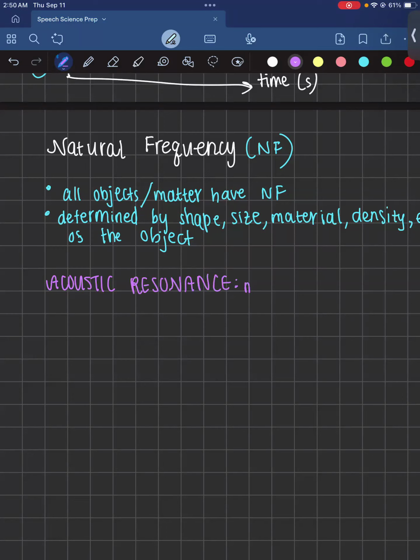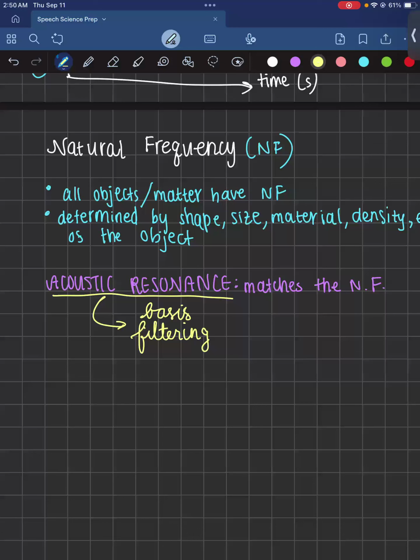So it's matching the natural frequency. And acoustic resonance becomes important because it's kind of the basis of different types of filtering, because it allows you to amplify some sounds and dampen others. So I'll say basis of filtering.